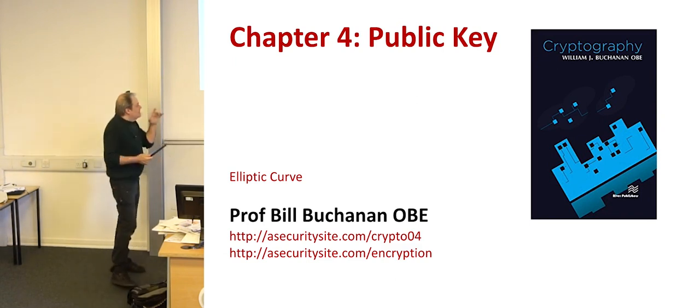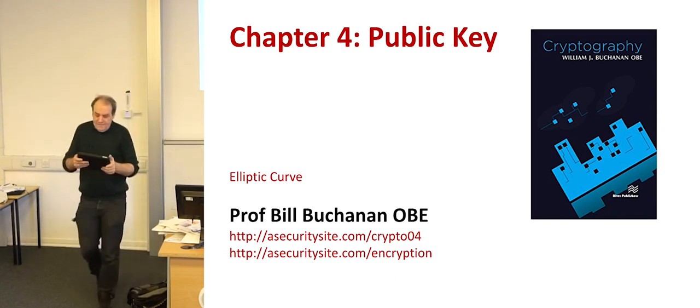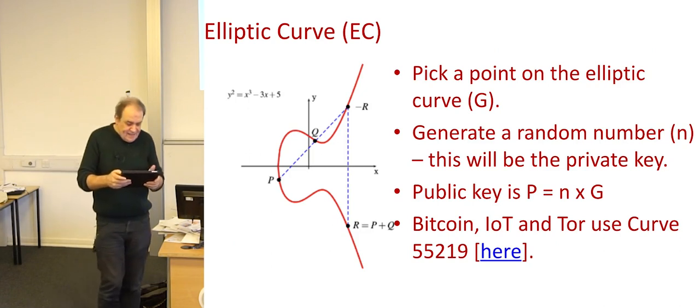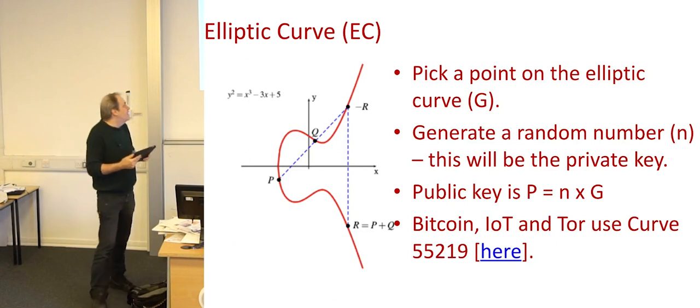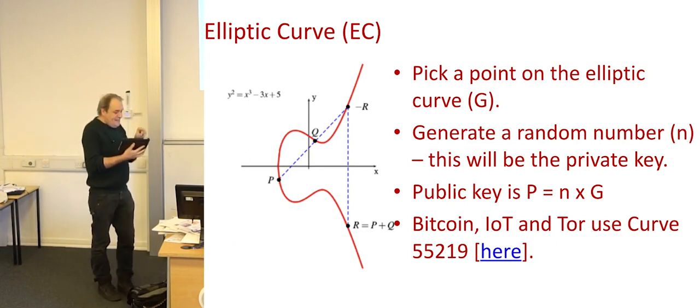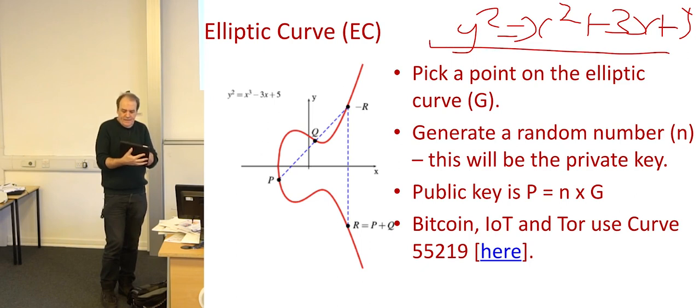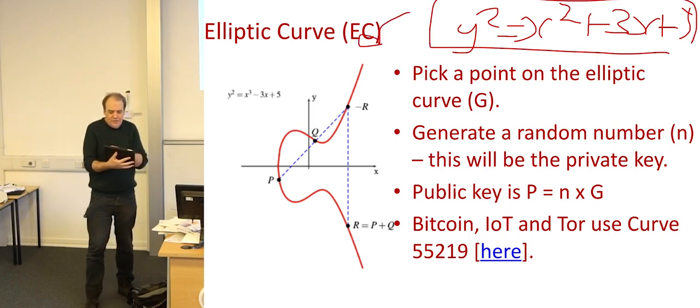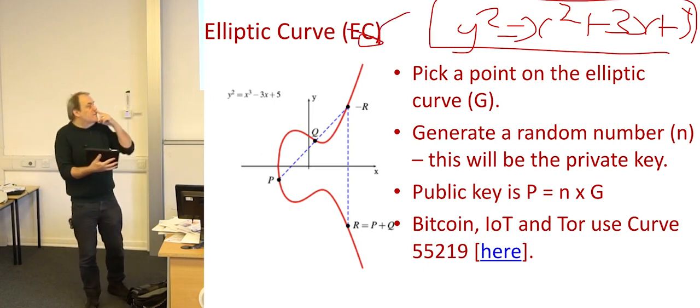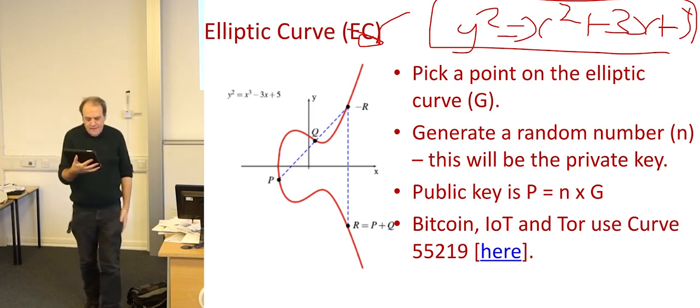The second method, and the method that's taken off increasingly, is elliptic curve. An elliptic curve looks a little bit like that. Okay, if we plot it, we won't go into the maths of this, but it looks a bit like that. That produces that type of curve.